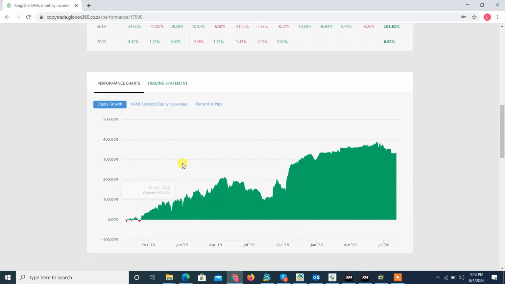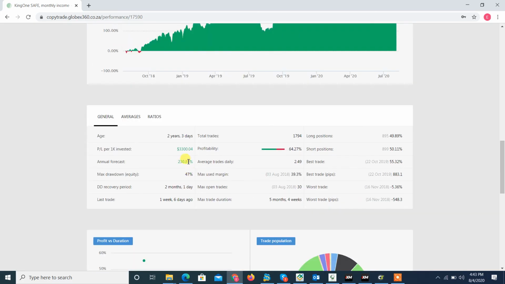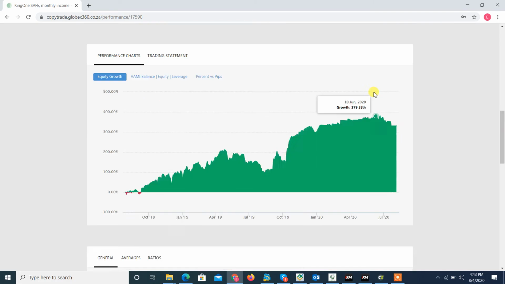And then you say, so I'd like to follow this guy, because once he's done here, if he reaches his annual forecast, and you put 100% of your funds on him, then you can look at having a total balance from 10,000 to 33,000 on the account.